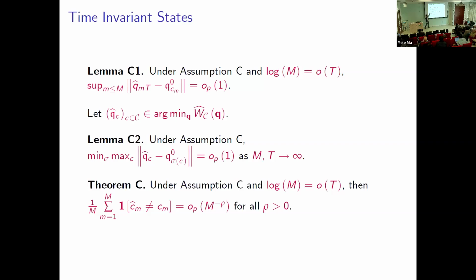So the notion of consistency is written in a slightly unusual way, but that is just to accommodate the fact that these k-means objective functions are invariant when you change the label of the centers. This is a matter of label permutation invariance, but otherwise it's just the standard notion of consistency. Then Theorem C tells us that as long as log M is little o of T, the misclassification error from k-means clustering goes to zero extremely fast. It goes to zero faster than 1 over M raised to any power of rho.